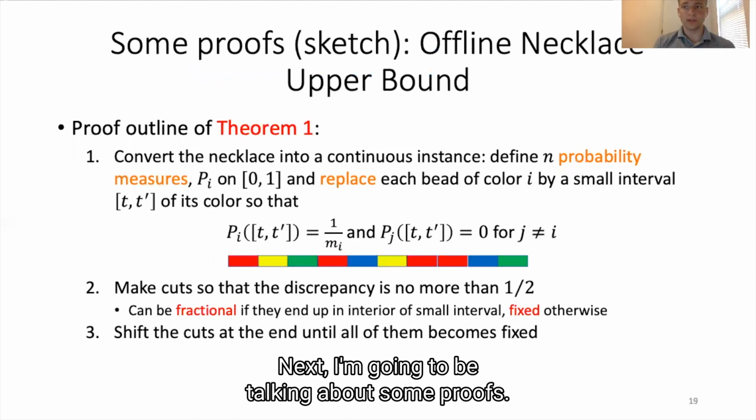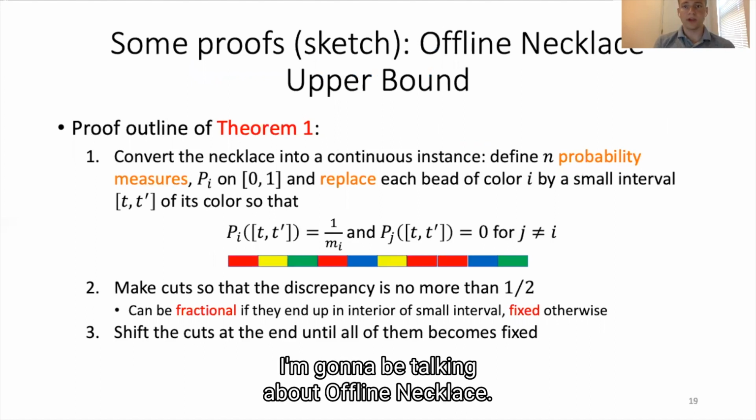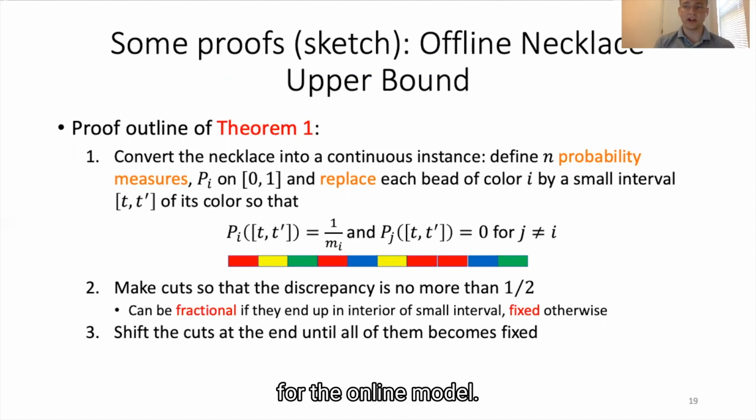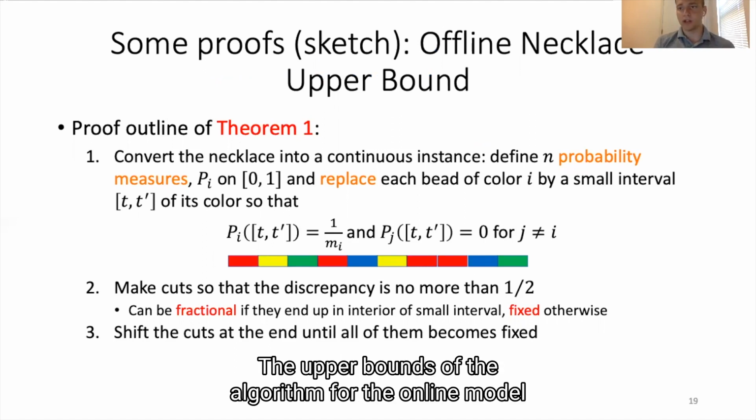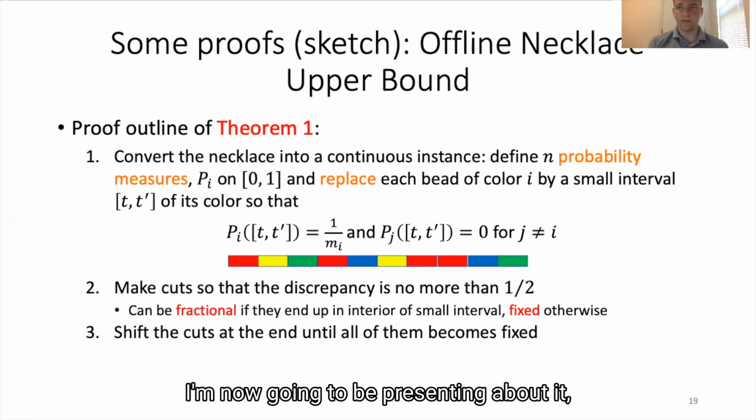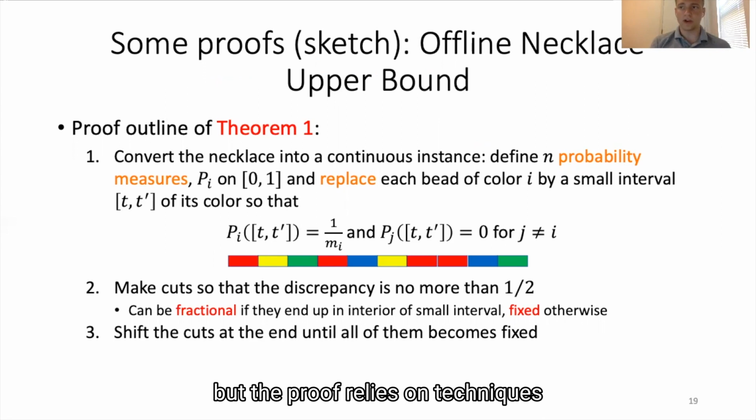Next, I'm going to be talking about some proofs. I'm going to be talking about offline necklace halving, and then at the end, briefly about the lower bound for the online model. The upper bound algorithm for the online model, in the interest of time, I'm not going to be presenting, but the proof relies on techniques from online discrepancy minimization.